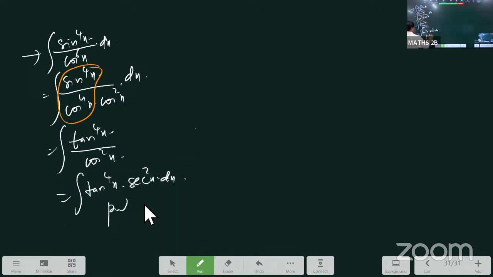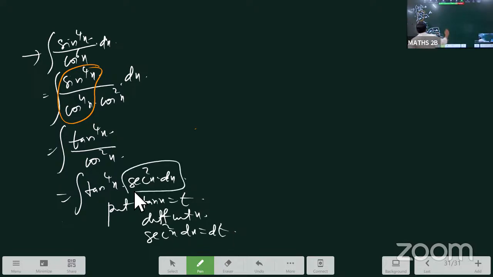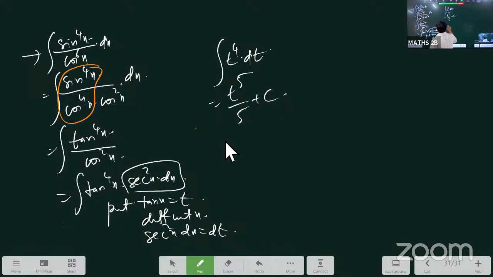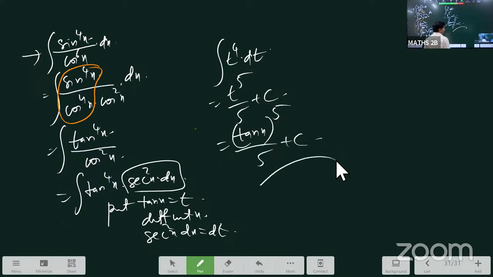Now put tan x equal to t. Differentiate with respect to x. Secant square x dx equal to dt, correct? So secant square x dx, I'm going to replace it with dt, and tan x is t. So t power 4, this is dt. So t power 5 by 5 plus c. But what is t we considered? So tan x plus c. This is your integration by substitution.